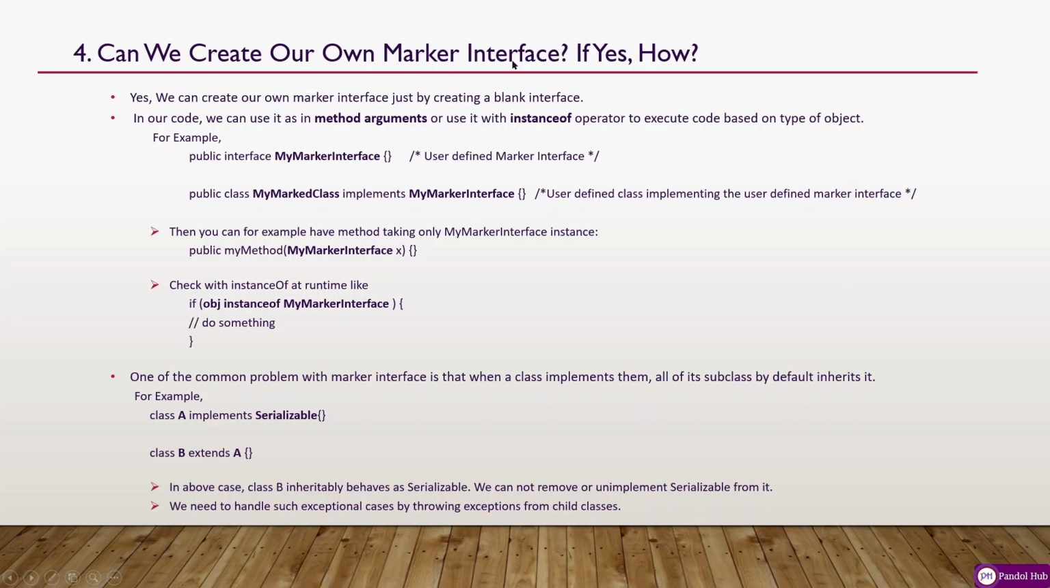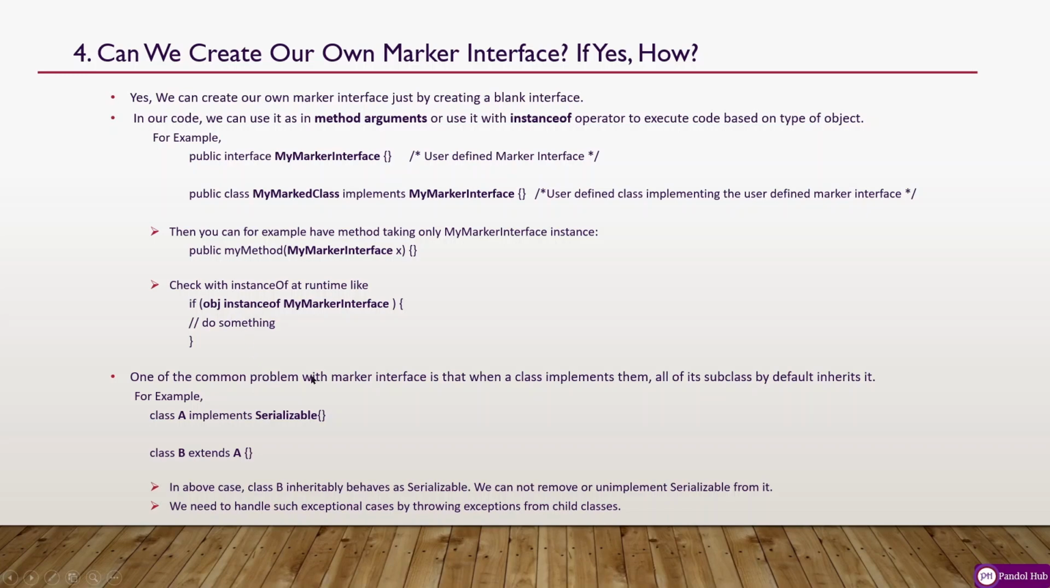Can we create our own marker interface? If yes, how? Yes, we can create our own marker interface just by creating a blank interface. In our code, we can use it in method arguments or with the instanceof operator to execute code based on the type of the object. Here is an example. We have an interface called myMarkerInterface and a class which implements this marker interface. Then you can, for example, have a method taking only a myMarkerInterface instance. That is, you can invoke it by adding the marker interface as a parameter to that method, or we can execute it based on the type of the object.